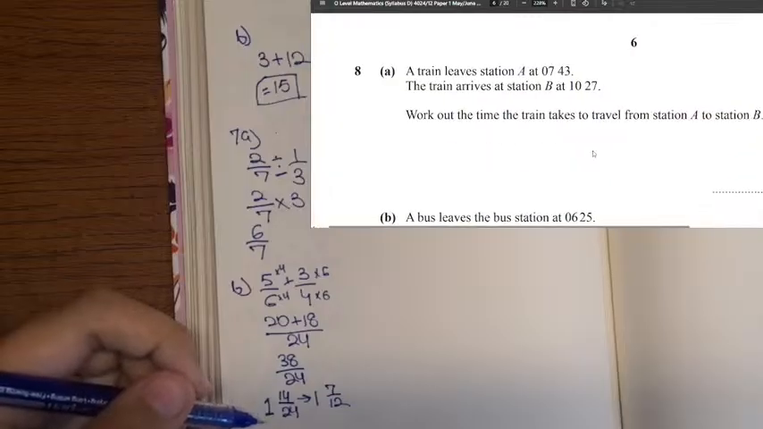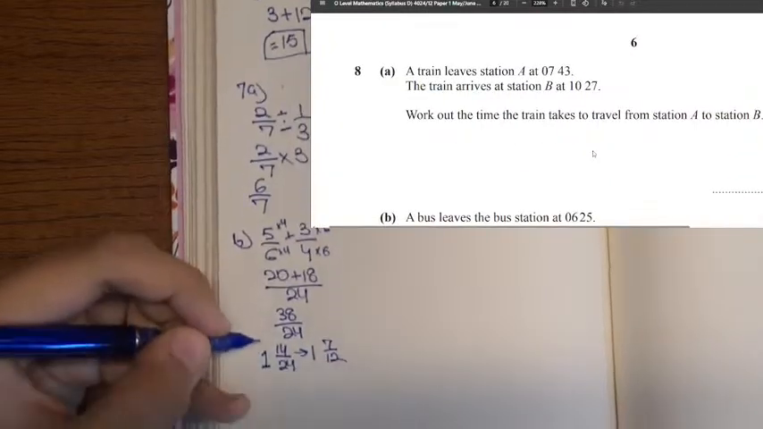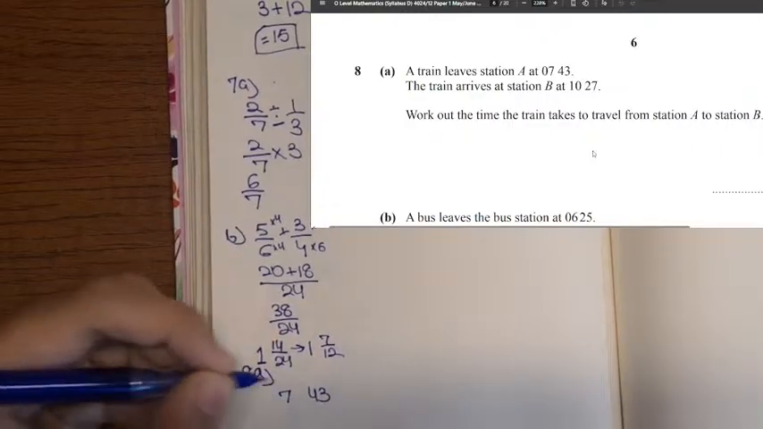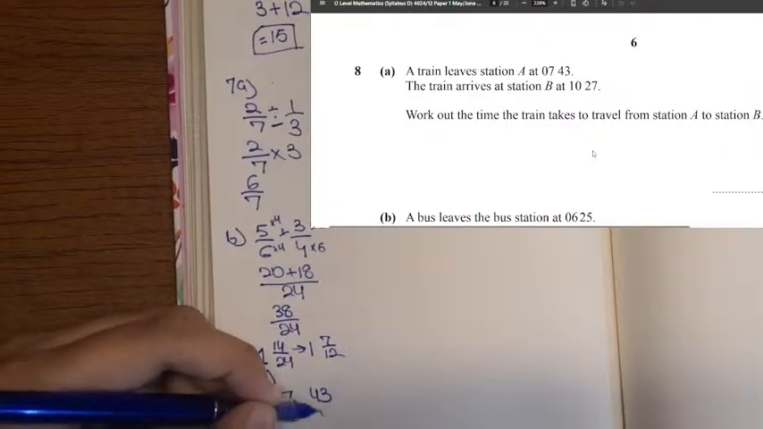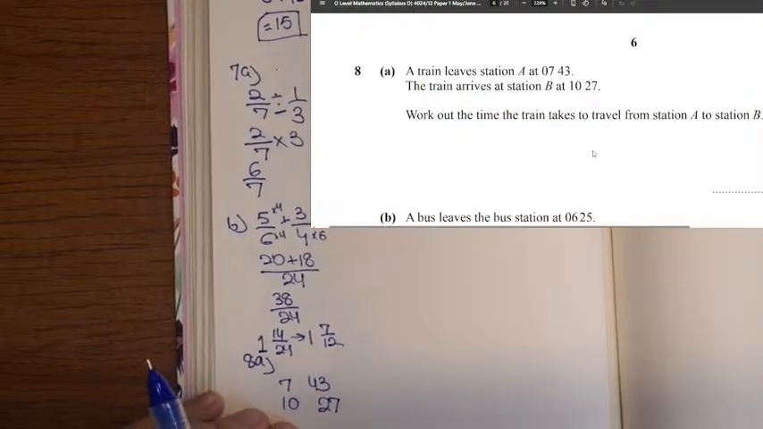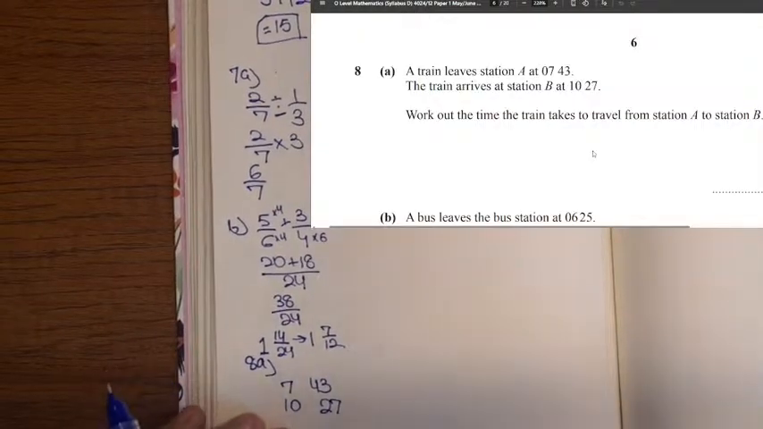Okay, now this is a basic time question. So let's just see what it says. It says that a train leaves a train station at 7:43 and it reaches another train station at 10:27. Well, the simpler thing that I like to do when I'm solving these sort of questions is to round it up into some sort of value that can be manipulated easily.